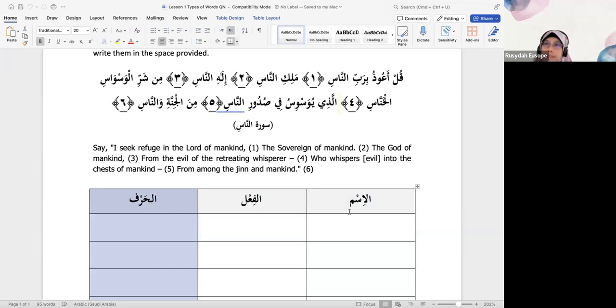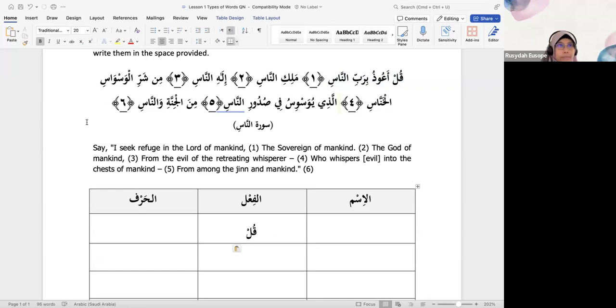Right, let's try the first ayah. أعوذ بالله من الشيطان الرجيم قل أعوذ برب الناس. So the first word, قل, is it an isim or fi'il or harf? Try to guess first. Fi'il. Yes, correct. So you write qul here.